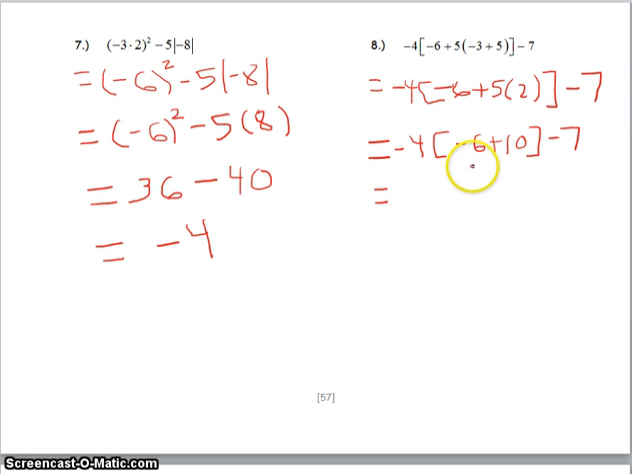Okay, now we still have this bracket. We can do the negative 6 plus 10, which would give us positive 4, minus 7. Negative 4 times 4 would give us a negative 16. And we subtract 7. Now, again, we had the operation multiplication here, and we had subtraction, so we were supposed to multiply first. Now, we had negative 16 minus 7, which gives us a negative 23. And that is it for that problem.